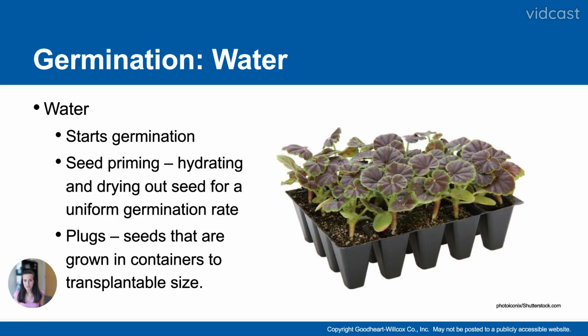Now, there are some other things that we could talk about with water, like seed priming. Seed priming is when we soak those seeds in water, which hydrates them, and then we can dry them out, so that the plants are going to grow at a uniform rate. Plugs are seeds that are grown in containers to transplantable size, and that's what's in the picture here. We're going to talk more about plugs later on when we talk about growing seeds in the greenhouse. But water is our next environmental condition.